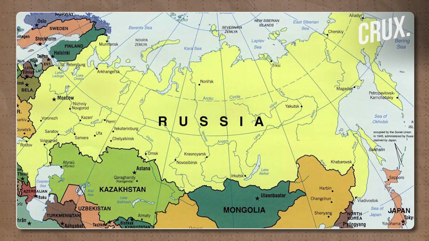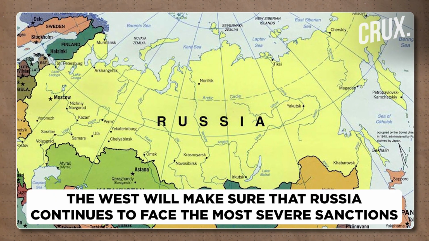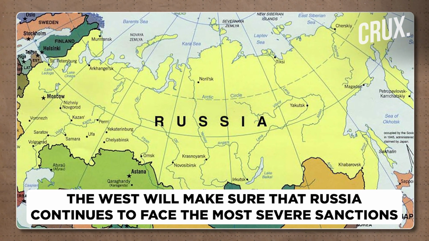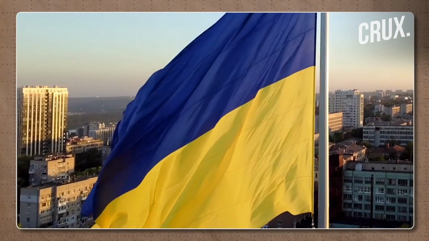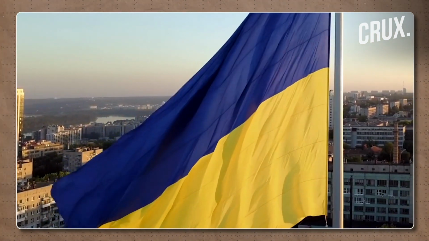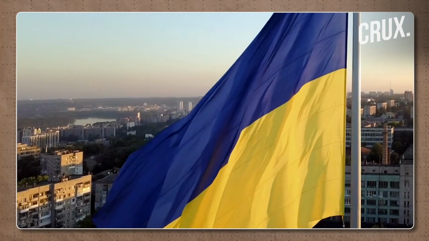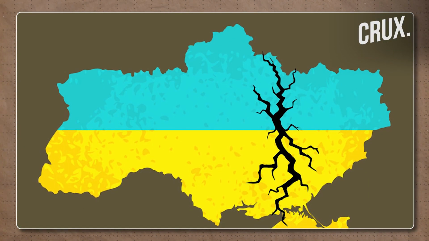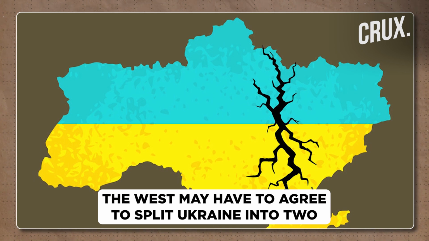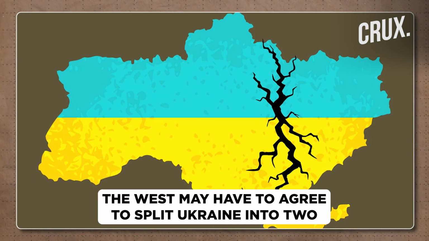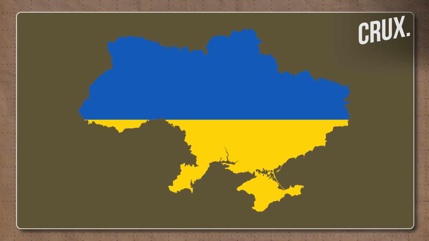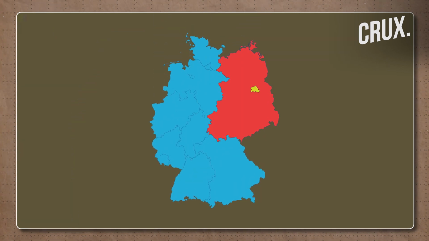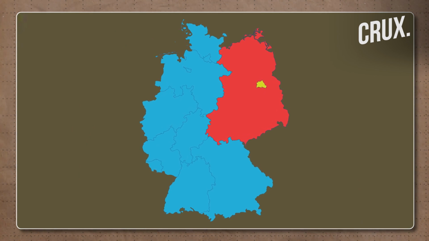In the process, the West would have also ensured that Russia is facing the most severe sanctions that any country has faced since the end of the Second World War. It will also have to give a guarantee that Ukraine will not be admitted as a member of NATO, but in the process, and this is the most likely outcome, the West would have to agree to split Ukraine into two, East Ukraine and West Ukraine. Putin controls the East. The West has a regime that's more amenable to NATO, much like we had East and West Germany after the World War.